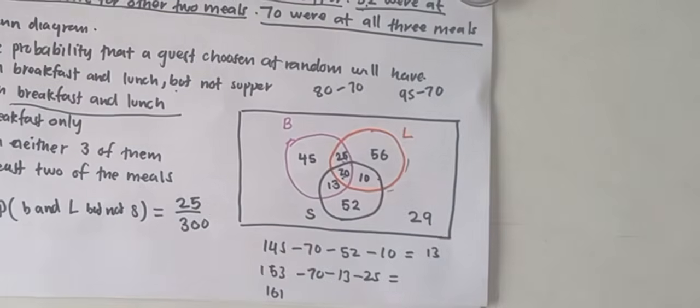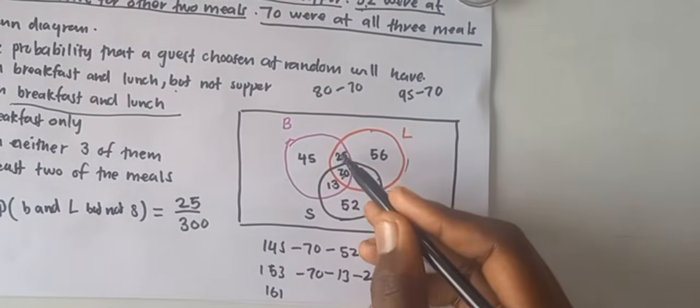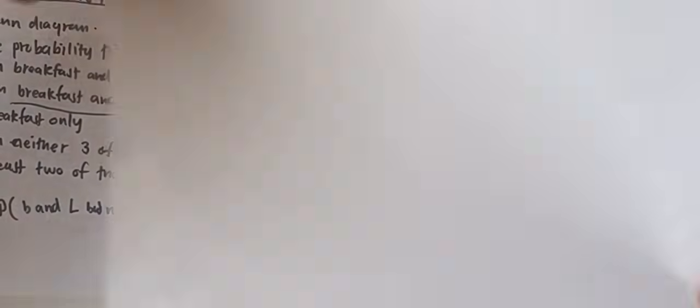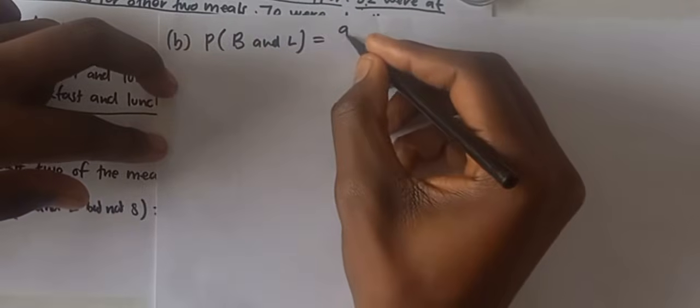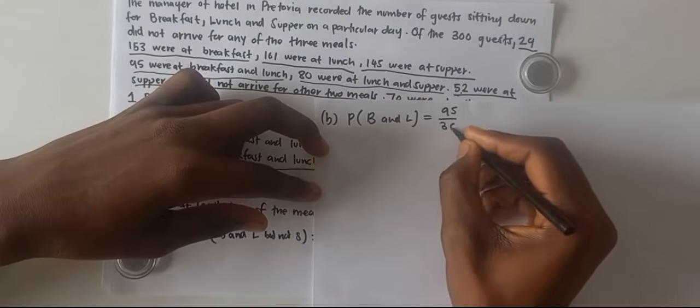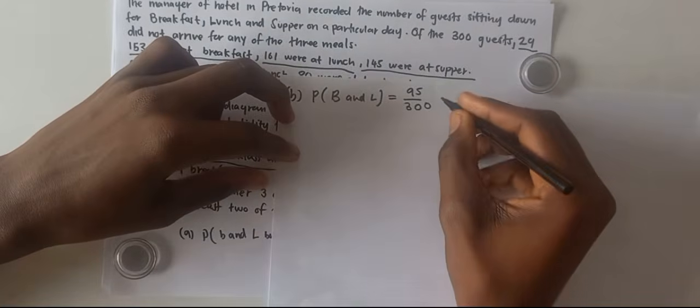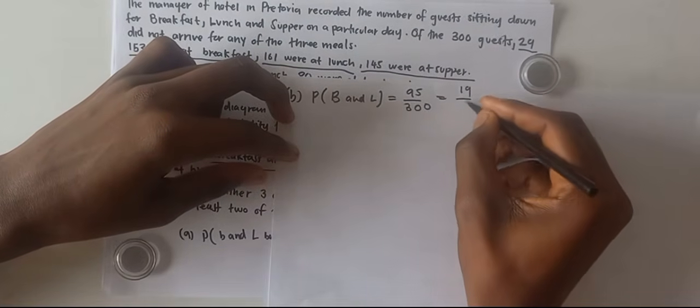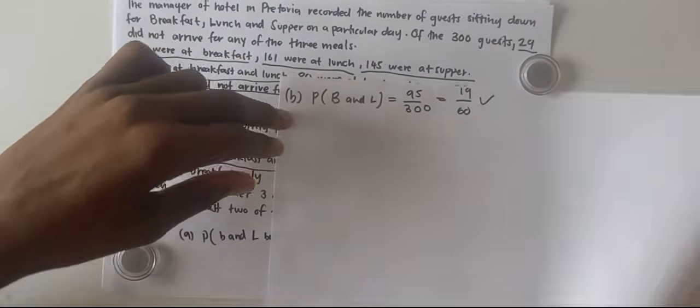The answer we write is 25 here. Does that make sense? Perfect. So from here it's going to be 70 plus 25, which gives us 95. So our answer is going to be 95 divided by 300. So 95 divided by 5 is going to give you 19 over 60. So this is your probability.